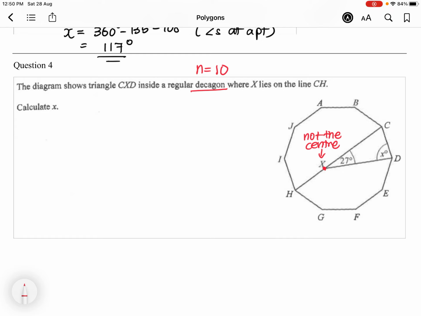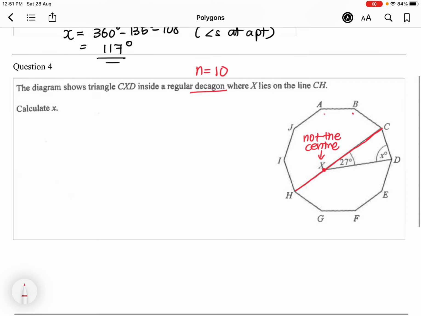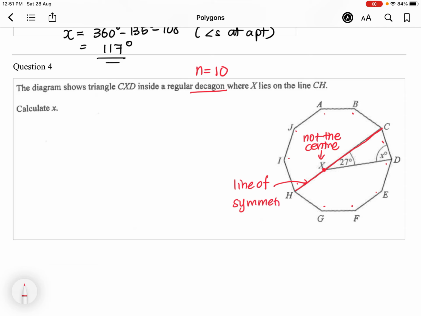Okay, and what else do they give me? You know that this is a decagon, and you have one line over here, CH, that cuts across, and this splits this decagon into exactly 1, 2, 3, 4, 5, 1, 2, 3, 4, 5, so 5 sides each. So this line CH is actually a line of symmetry. In this case, this is what we observe, and we know that this angle here is 27, and the angle over here is x.